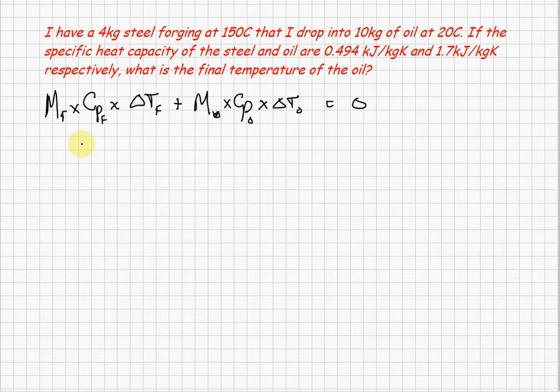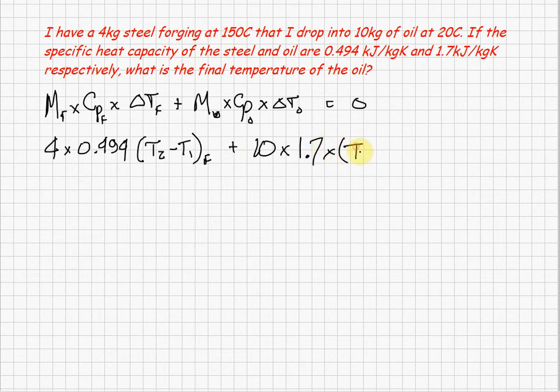So let's plug some numbers in here and let's see how this looks. All right, so the mass of the forging is 4. The specific heat capacity is 0.494. My delta T, I'm just going to plug this in as T2 minus T1 for a minute, of the forging, plus the mass of the oil, which is 10 kilograms, times the specific heat capacity of the oil, which is 1.7 kilojoules per kilogram, and times delta T, which is T2 minus T1, of the oil.